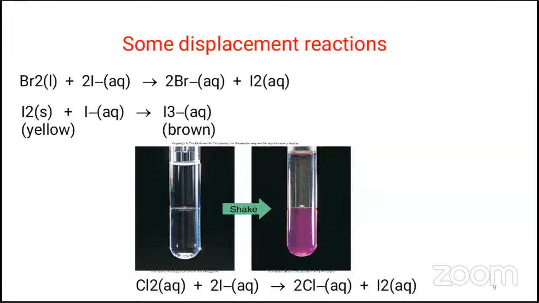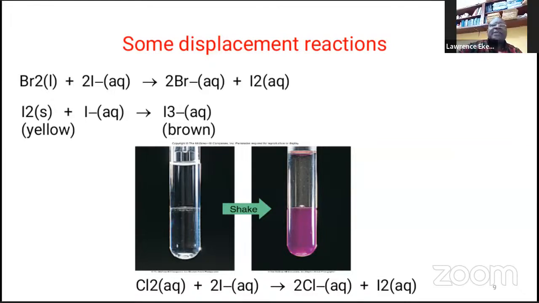Okay, and what you have before you are examples of displacement reactions. We've said that bromine can displace iodine in solution, and that is the first equation there. And also chlorine can displace iodine in aqueous solution. So that is the reaction that you have before you. Okay.